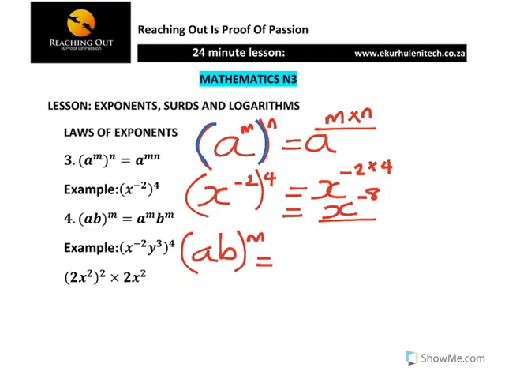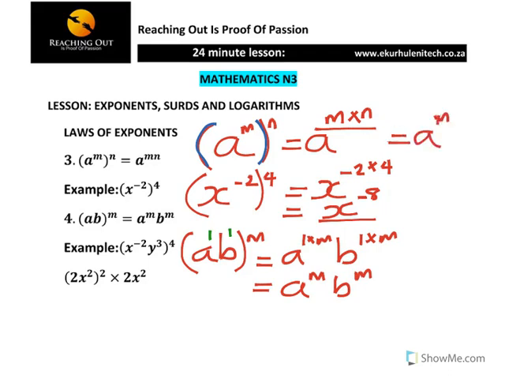Another law, they are saying (ab) to the power m, this is the fourth law, is equal to, now remember this one, I said there is a power 1 and a power 1, so this m is more like you are saying a to the power 1 times m, b to the power 1 times m. It affects each one of them, which is a to the power m, b to the power m. I want you to notice the difference between the two. If you go back to the top one here, m times n also is a to the power m n. Now I want you to notice the difference in here.